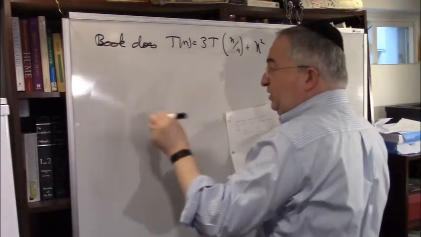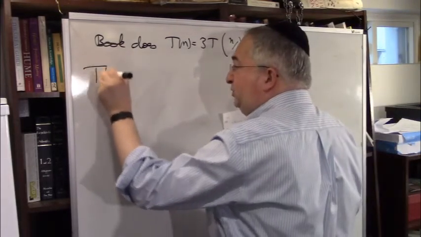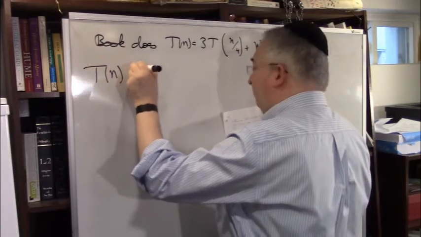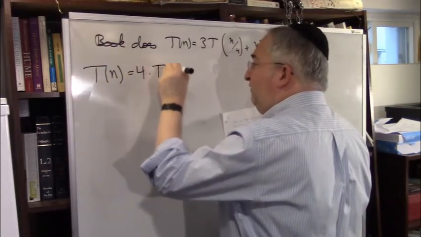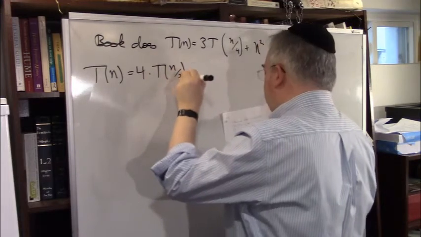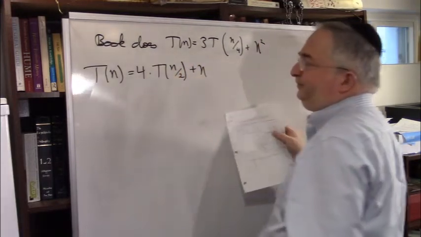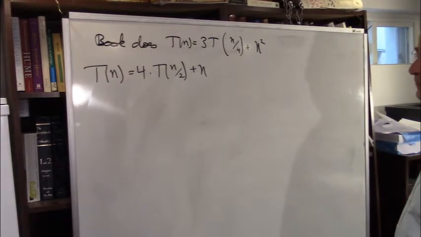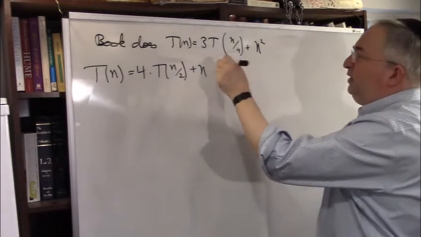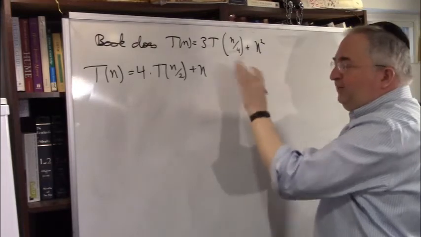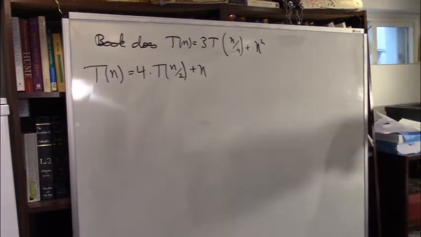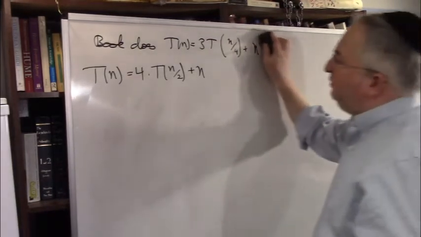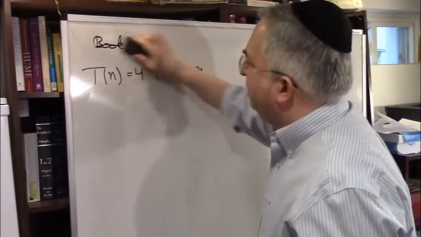So the book does that. You're going to read the book, but we're going to do this. T of n is equal to 4 times t of n over 2 plus n. So the difference really is, oh, he's doing n squared. That's fine. I'm just showing you what the book does, but basically we're going to do this. So let's do this one.